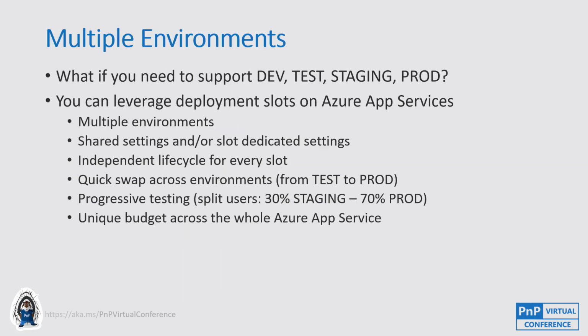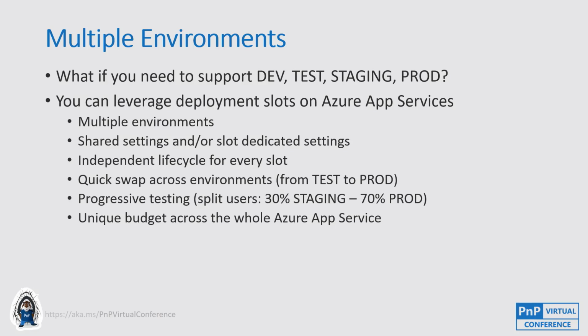So, what if you need to manage multiple environments? Well, let's assume that you need to manage, for example, a dev, a test, a staging, and a production environment. You can leverage the deployment slots on the Azure App Services. This will allow you to have multiple environments within a unique app service. You can have settings local to a specific slot or settings shared across all of the slots, and you can easily manage the life cycle of your slots in an independent way. At the same time, you can easily swap across different environments.